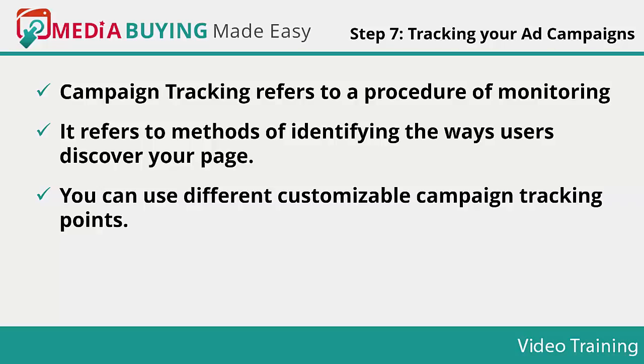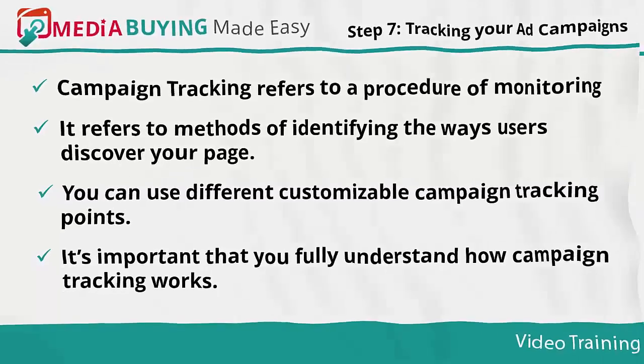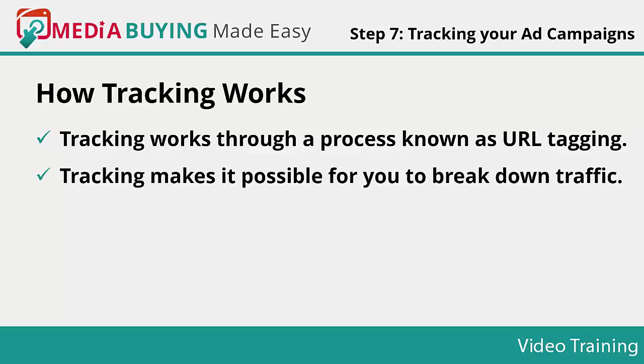Before you go and configure campaign tracking, it's important that you fully understand how campaign tracking works and discover how you can use it for the purpose of tracking referrals to your website. How tracking works. Tracking works through a process known as URL tagging. URL tagging is a process that involves adding unique identifiers to destination URLs. The addition enables them to be labeled with certain campaign names when they get reported in the tracking tool. In layman's language, tracking makes it possible for you to break down traffic that is usually reported by its source, traffic that is later attributed to individual emails or the paid search campaigns you are running.